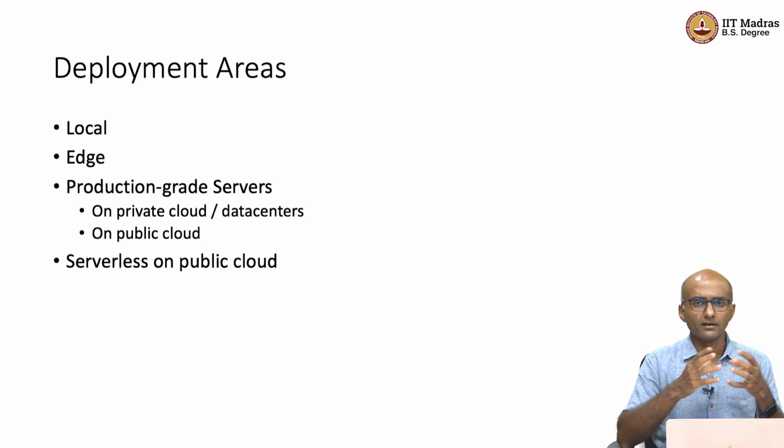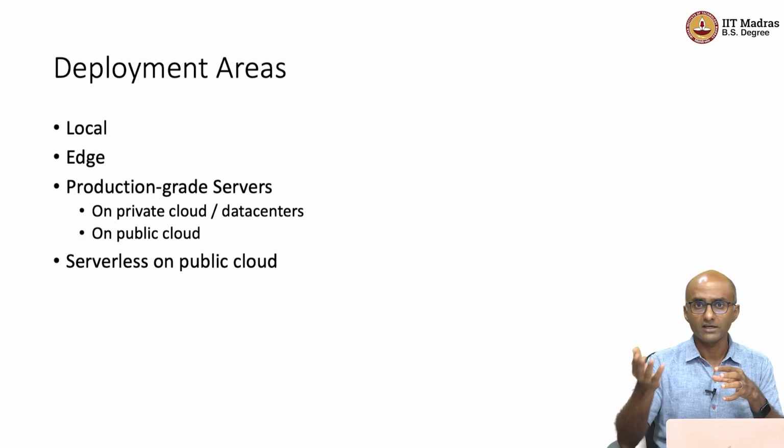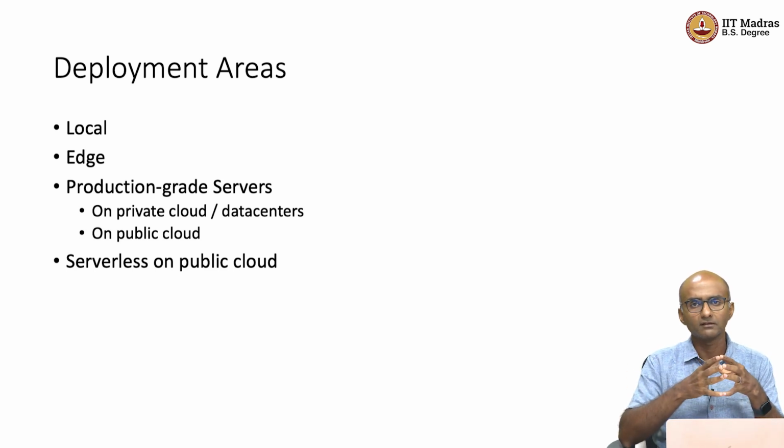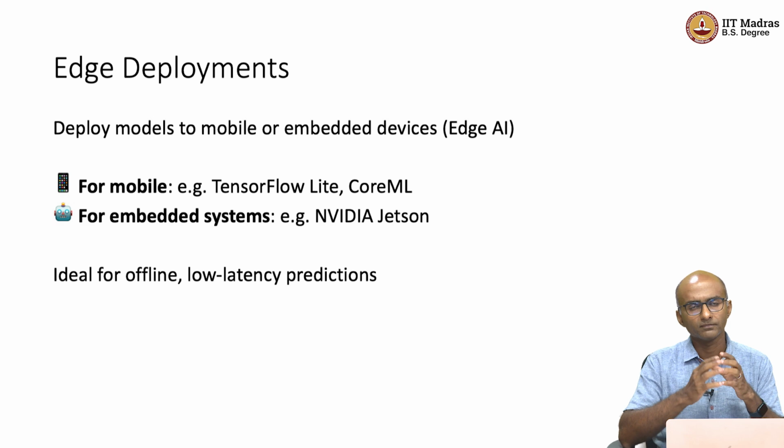The third deployment area could be production grade servers, like the Kubernetes cluster that we just did a demo for. That's on public cloud, which is Google Cloud. Or these production grade servers can be in the data centers within a company, or it could be in private cloud, which is owned by each company by itself. And last but not the least is truly serverless options which exist on the public cloud. So let's take a look at each of these.